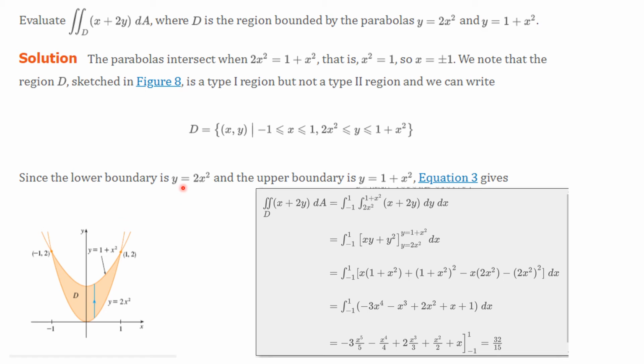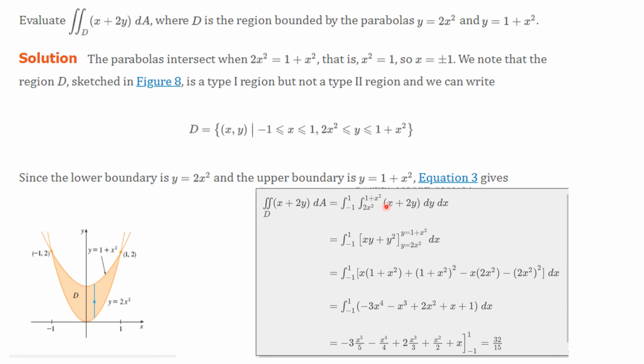Now, since the lower boundary is y equals 2x squared, and the upper one is y equals 1 plus x squared, I say, well, I'm going to integrate with respect to x second. So I'm fixing x, and I'm saying y runs from 2x squared up to 1 plus x squared. So that's what's happening here. So you see dx is second. I'm integrating with respect to y first. I'm integrating the integrand from y going from 2x squared to 1 plus x squared.